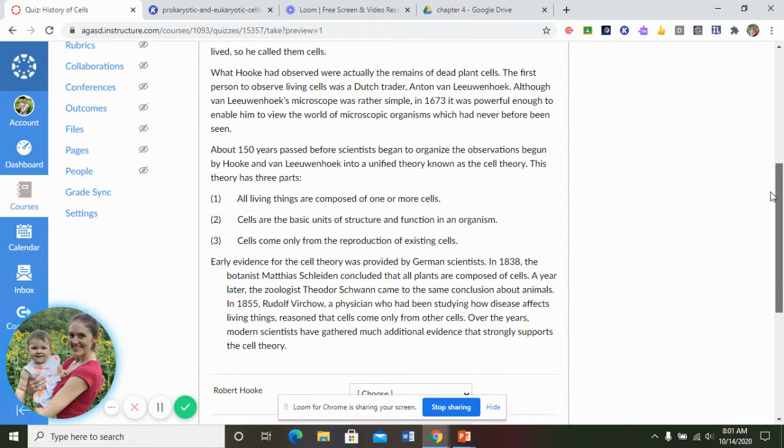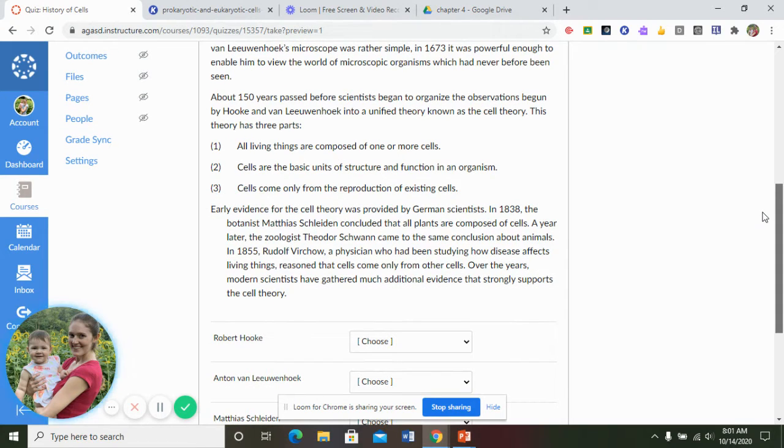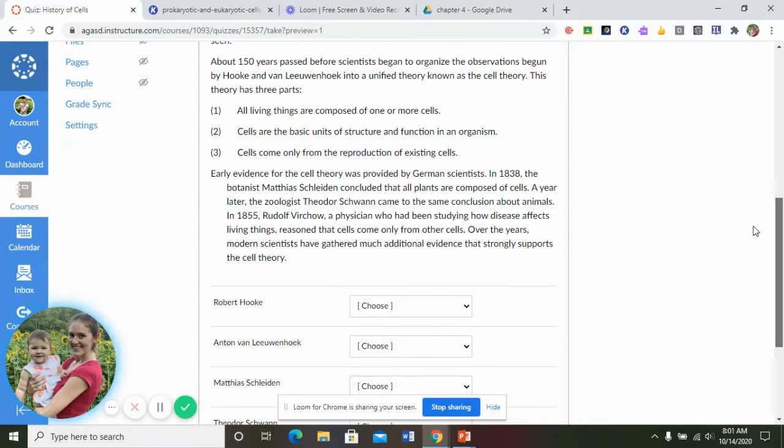About 150 years passed before scientists began to organize the observations begun by Hooke and van Leeuwenhoek into a unified theory known as the cell theory. This theory has three parts. All living things are composed of one or more cells. Cells are the basic units of structure and function in an organism, and cells come only from the reproduction of existing cells. Early evidence for the cell theory was provided by German scientists.